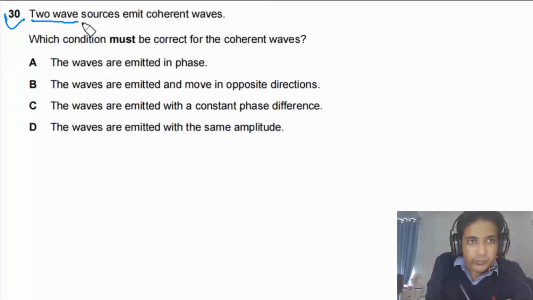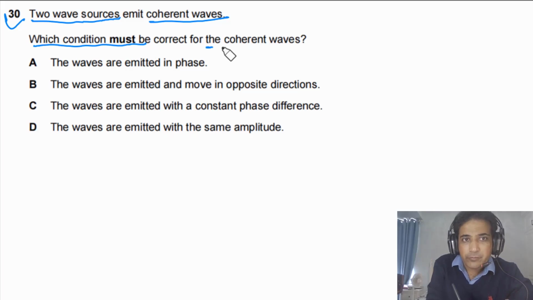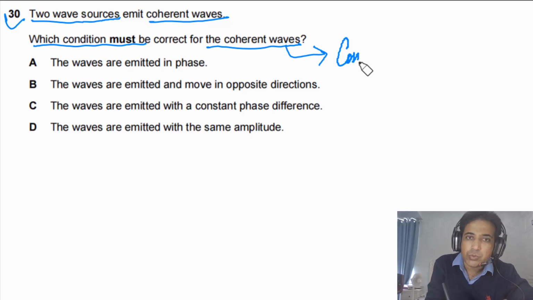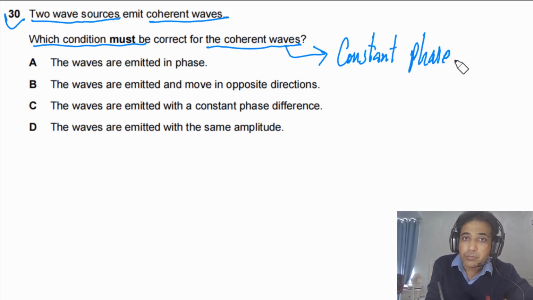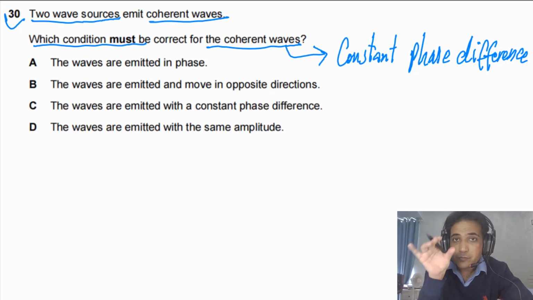Question 30 says two wave sources emit coherent waves. Which condition must be correct for the coherent waves? For coherent waves, we need to understand they should have a constant phase difference. So this is the main condition. They should have a constant phase difference, meaning the phase difference between two waves should not change with time. And that is of course only possible if they have the same frequency. So constant phase difference is the must condition for coherent waves.